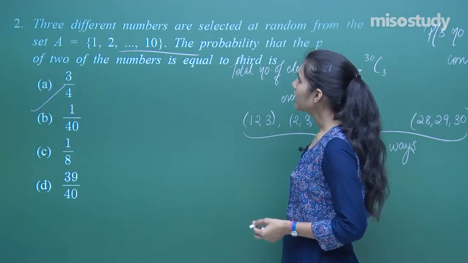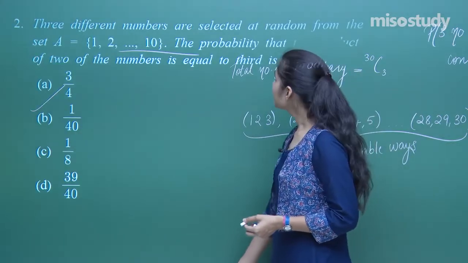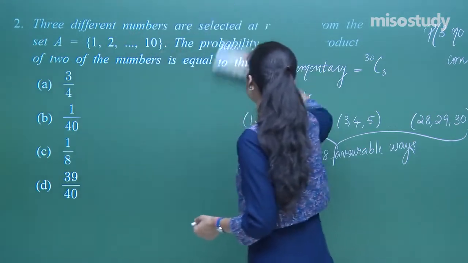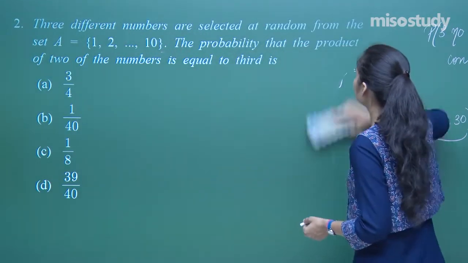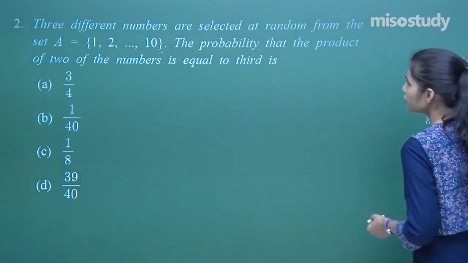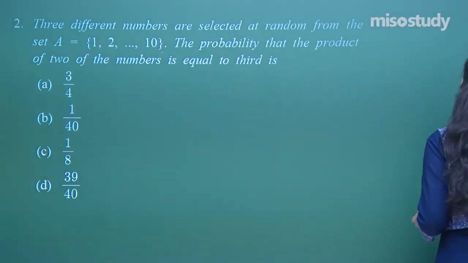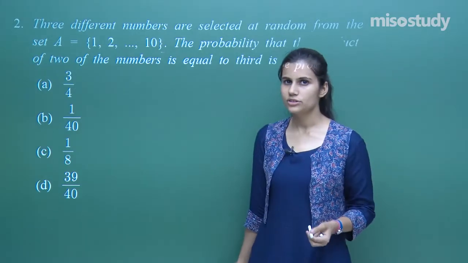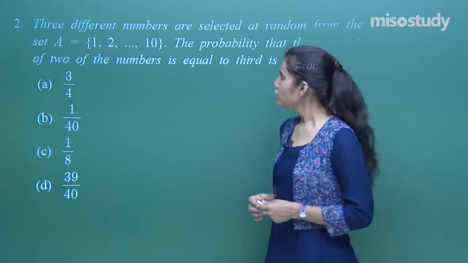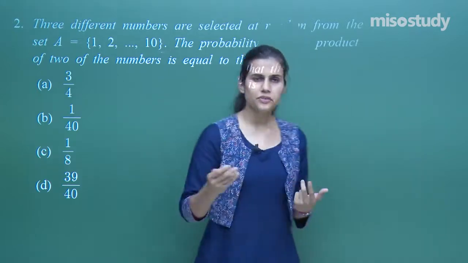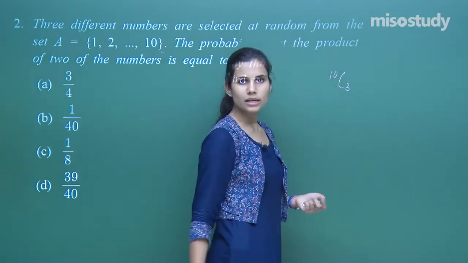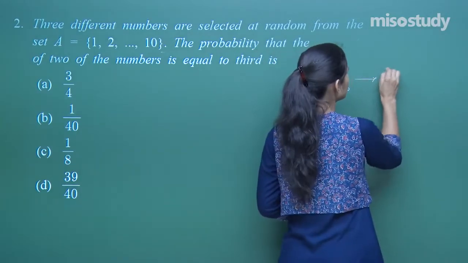Moving to the next question we have, again 3 numbers are selected at random from this set which is having 10 numbers in all, from 1 to 10. The probability that the product of 2 numbers is equal to the third. Now over here it's not talking about arrangement, it's just talking about selections. So from 1 to 10 you can choose again 3 numbers in 10C3 ways. This is the total number of elementary events.